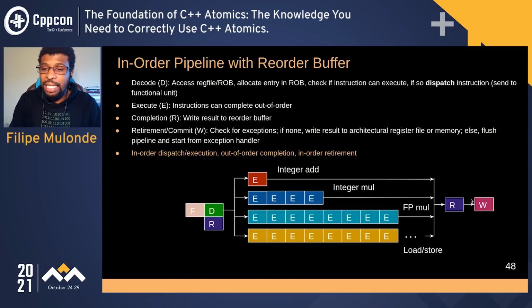Before an instruction exits the reorder buffer, we check for exception. If none, we write the result to the architectural state. It can be the register or memory. But if there is an exception, we flush the pipeline and we start from the exception handler. What we have here is an in-order dispatch or execution, an out-of-order completion, and an in-order retirement.